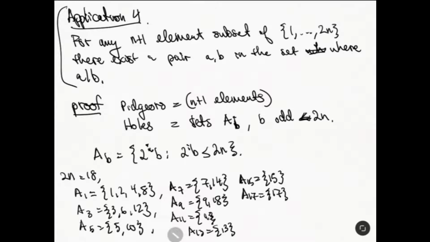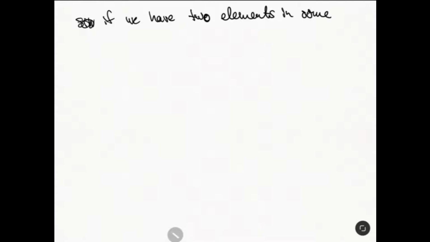All right. So if we have 2 elements in some of these, A, B here, so this is the set of 2 to the I, B, for I such that 2 to the I, B is less than or equal to 2n here. Then one will divide the other.